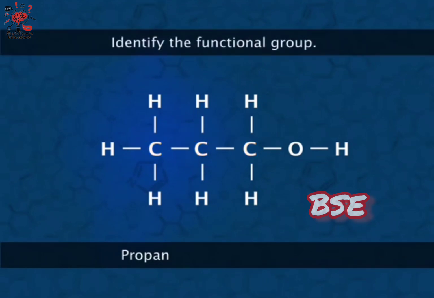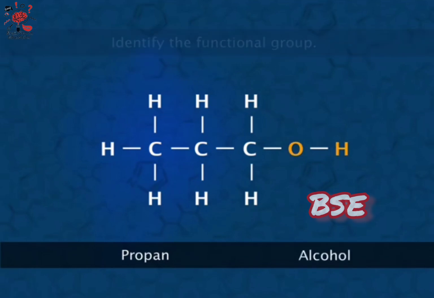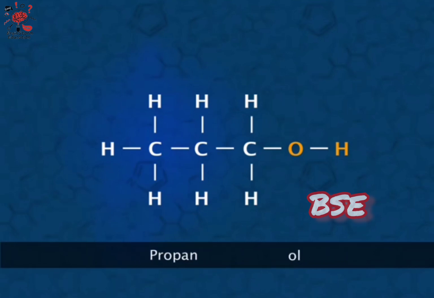Next, identify the functional group. In this case, it is an alcohol. Take the last 2 letters, OL, from alcohol and add as suffix to propan. The IUPAC name of this compound is propanol.